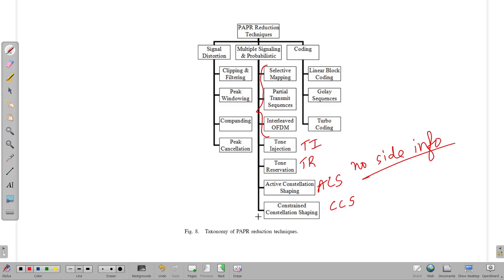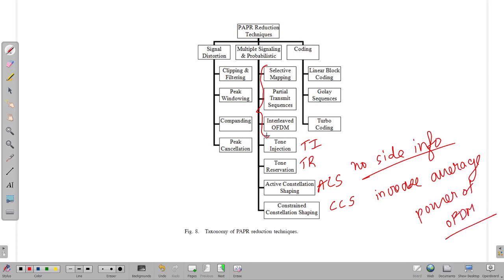But it has the disadvantage that these methods increase the average power of the OFDM signal. They increase the average power of the OFDM signal.